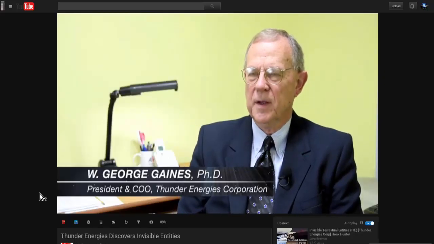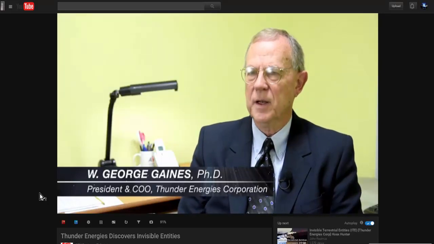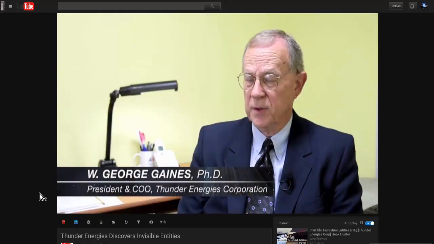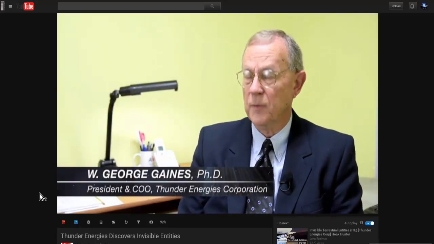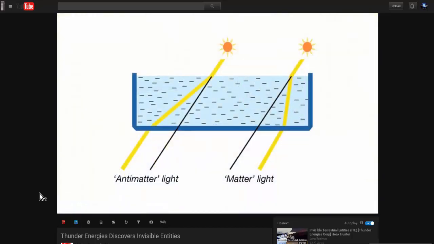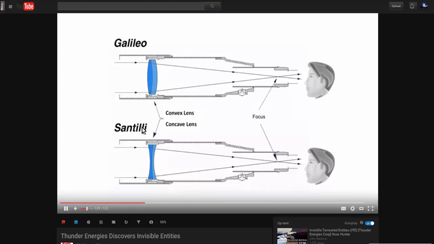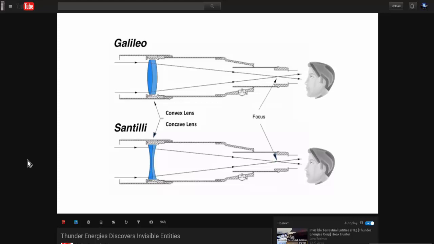Santilli telescope is designed to detect antimatter in deep space. By antimatter, we mean an entity with characteristics that are the exact opposite of ordinary matter, including the index of refraction of light, which is opposite. As you can see in the diagram, we have two telescopes, the Santilli and the Galileo. Now, if you look closely, you'll see that the only real difference between the two is the lens. Notice that the Galileo uses a convex lens, whereas the Santilli telescope uses a concave lens.